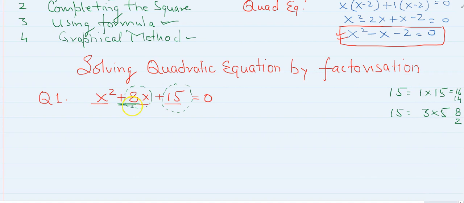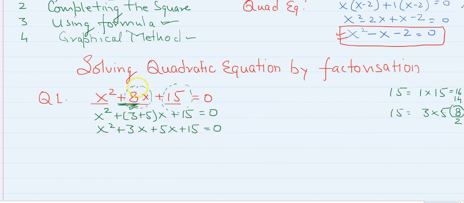Now we can see our middle term or the coefficient of x is 8. And we are getting 8 here. So we are going to split this 8 into these two parts, 3 and 5. So we can write this as x square plus, we split that 8 as 3 plus 5, x plus 15 is equal to 0. We open the bracket, x square plus, this is 3x, plus 5x plus 15 is equal to 0.